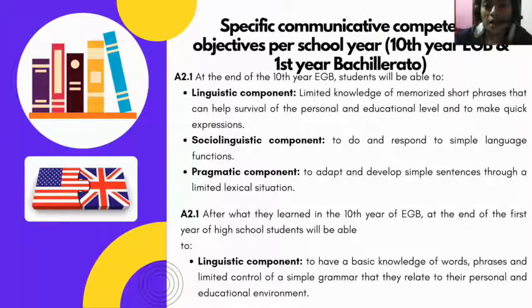Specific communicative competence objectives per school year, 10th year EGB and first year of bachillerato. At the end of the 10th year EGB, students will be able to: listening competence, limited to knowledge of memorized short phrases that can help on the personal and educational level and to make good expressions. Sociolinguistic competence, to respond to simple language functions. Pragmatic competence, to adapt default simple sentences to a limited lexical situation.